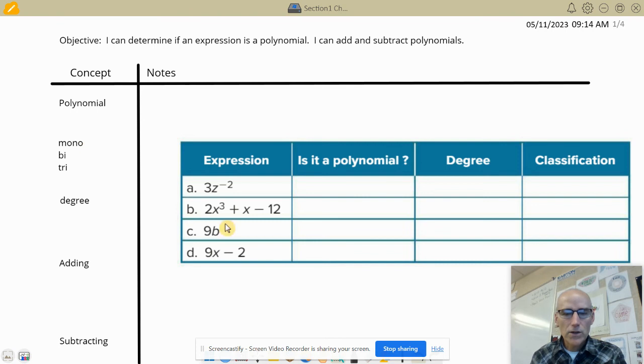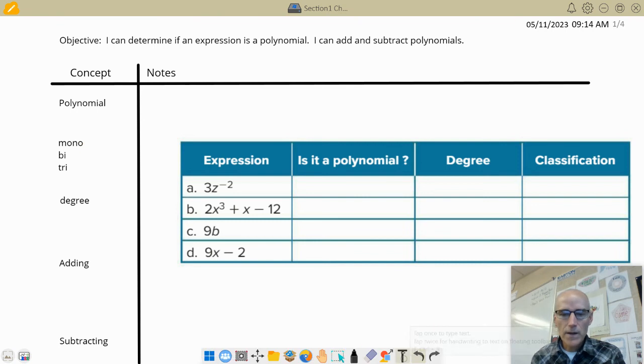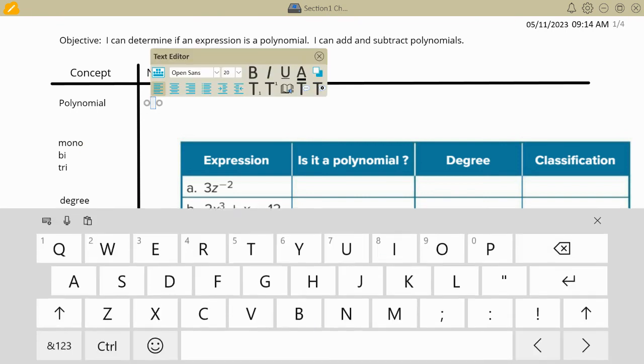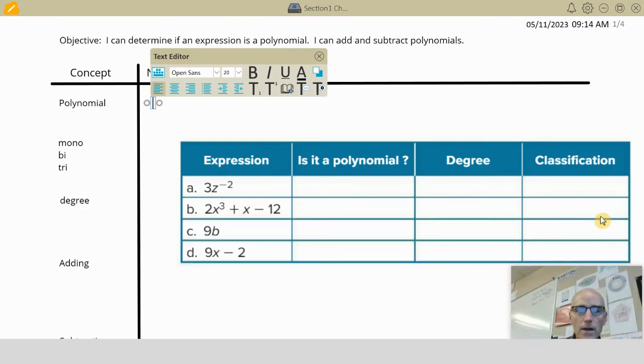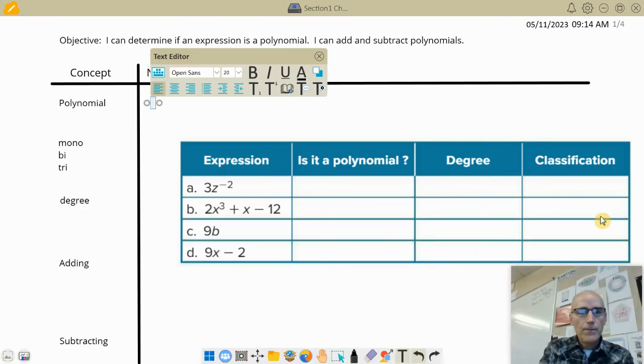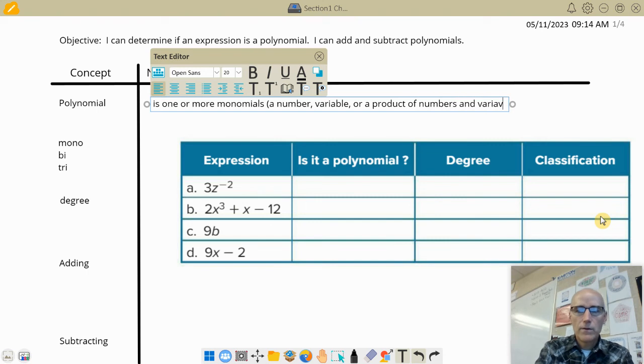So let's write a little definition up here at the top. I'm going to try just to type it in here. And I would say a polynomial is one or more monomials. And what is a monomial? It's a number, variable, or a product of numbers and variables. Okay? So I'd like you to put that down.